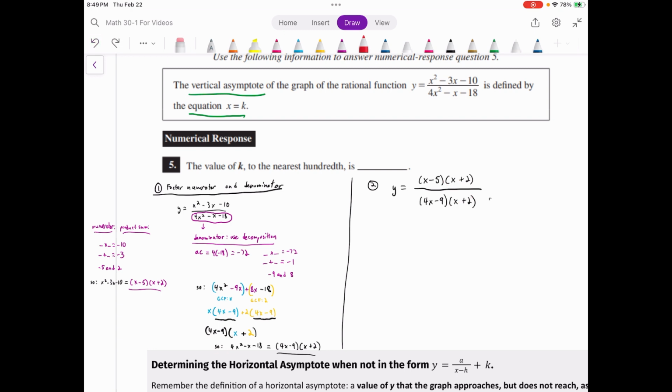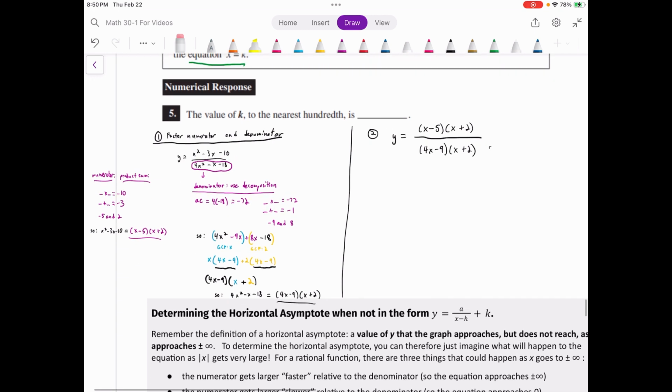However, this one here, 4x minus 9, that's not going to simplify out of this equation. That is a part of this equation, right? Even after simplifying. So that's going to be where we get our vertical asymptote. It's a factor that appears in the denominator only, right?